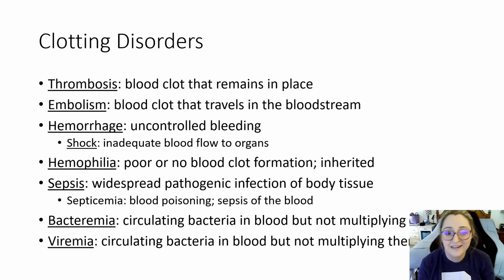And then the one that I didn't mention because I skipped over it and just kept going because that's what you're supposed to do, is hemophilia. Hemophilia is poor or no blood clot formation, and this is a trait that can be inherited.